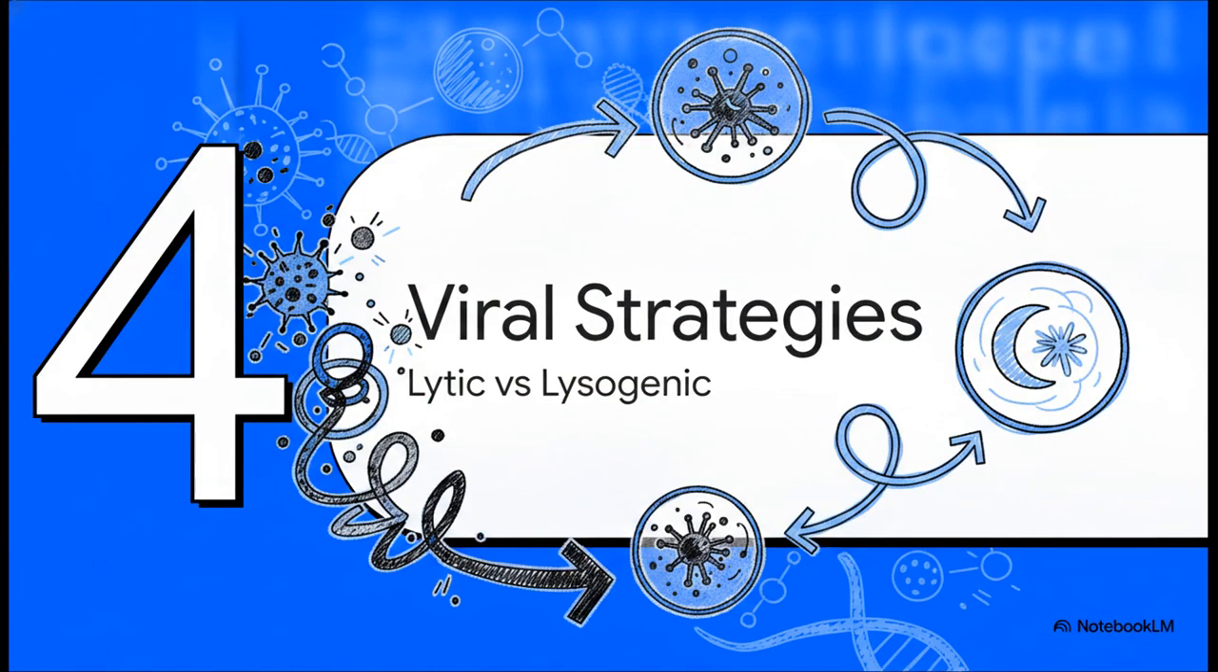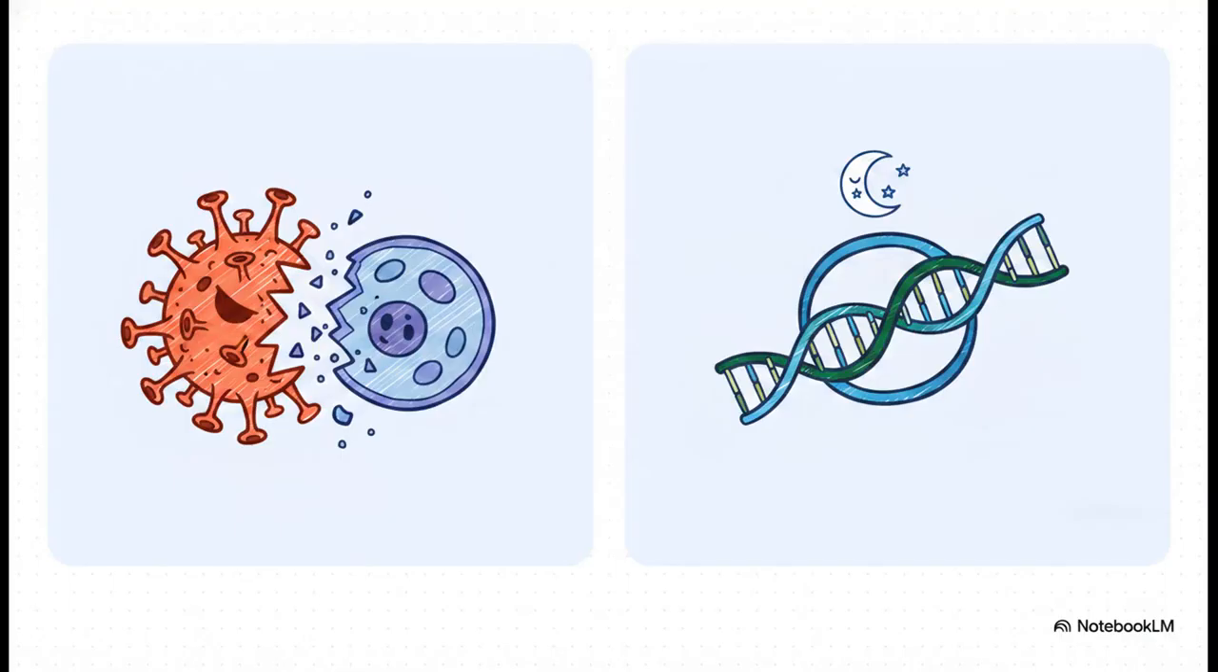Section 4, viral strategies. So once inside, viruses generally have to choose a broader strategy for their survival. It's usually either a fast smash and grab or a long con integration. We can directly contrast these two approaches.